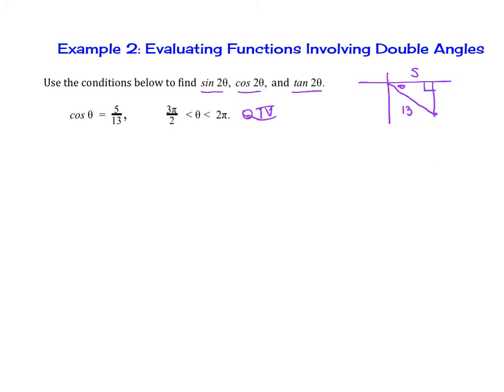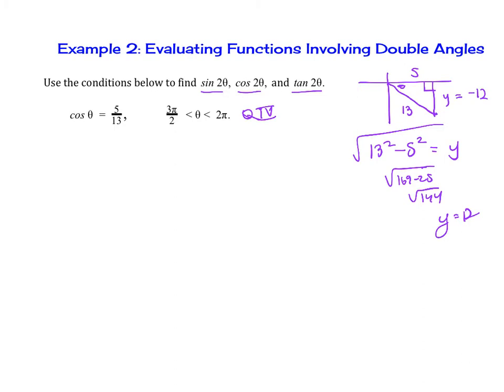We need to figure out our y value. So that is 13 squared minus 5 squared, and take the square root, is y. And so that is 169 minus 25, which is square root of 144, so therefore y is 12, and that will be a negative 12 because we're in quadrant 4. So we know that sine of theta is negative 12 over 13. Tangent of theta is going to be opposite, so negative 12 over adjacent, which is 5.